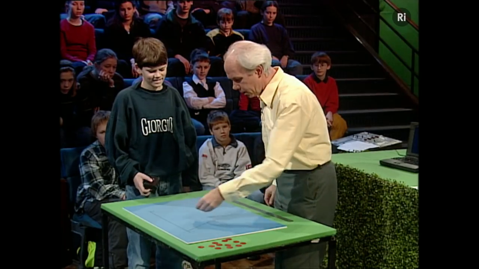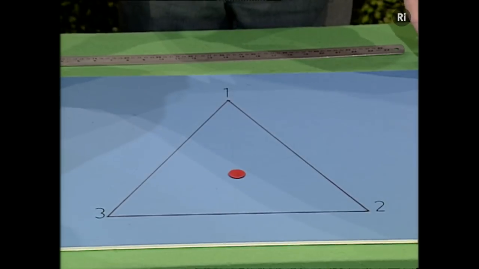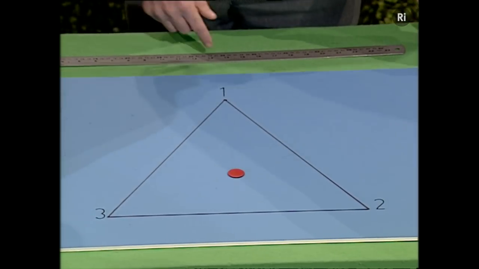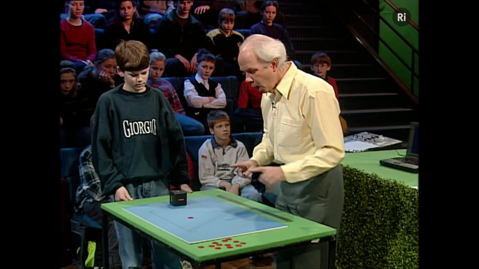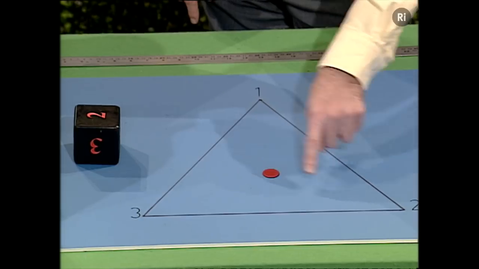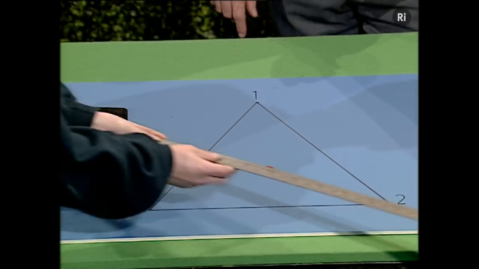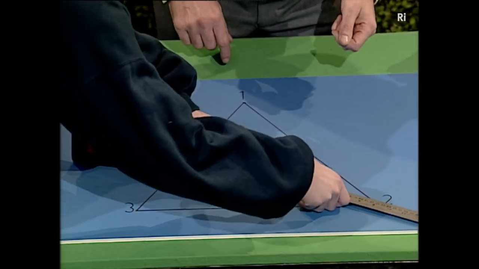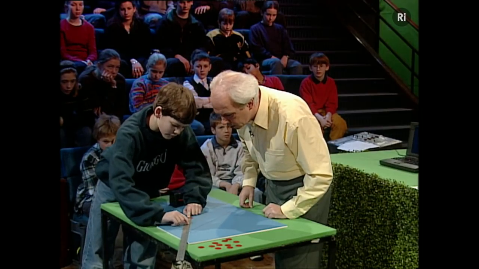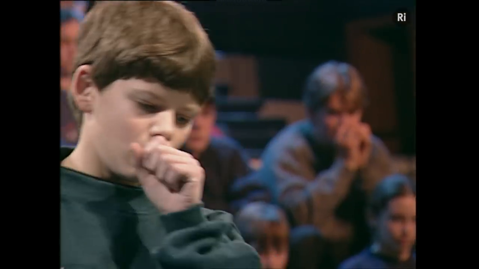So what we do is we start by putting a dot somewhere in the triangle. I'll put it in the middle. Now roll that. It's a 2. I want you to find the point halfway between that dot and corner 2. I'll pop it in there if you tell me where to put it. That's it. Let's have a measure. Okay, what's that? 11. Okay, so about there.